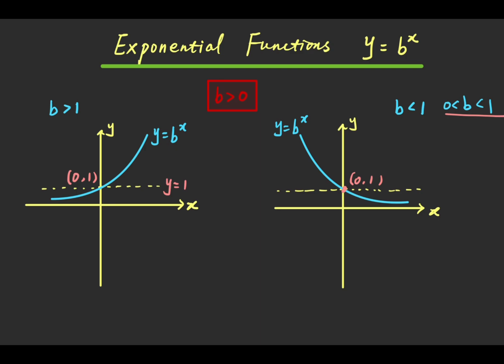For these two situations, the graph of this function must pass the point 0, 1. For these two situations, the x-axis is the asymptote for this graph and for this graph. In this situation, the exponential function is an increasing function. In this situation, the exponential function is a decreasing function. That's it.